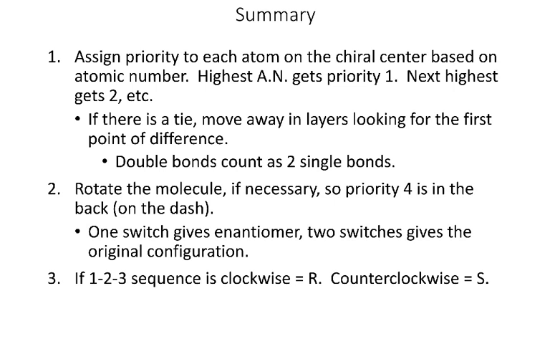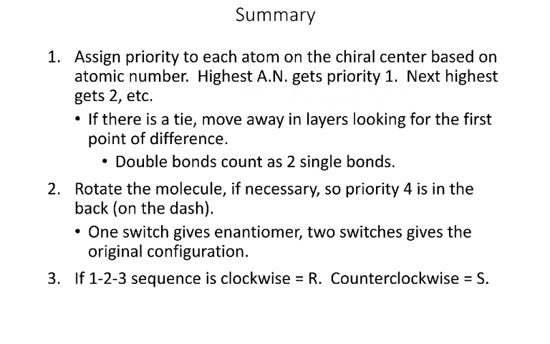All right, so just a quick summary here. In order to assign the configuration of a chiral molecule, or of a chiral center, I guess I should say, we assign a priority to each atom on the chiral center based on atomic number. The highest atomic number gets a priority of 1, the next highest gets a 2, then a 3, and then a 4.